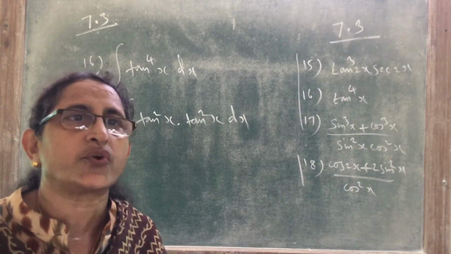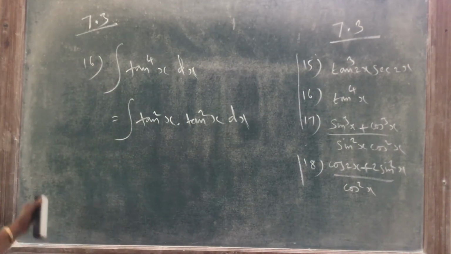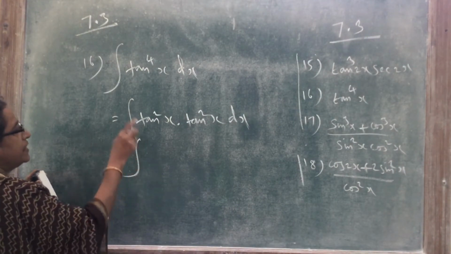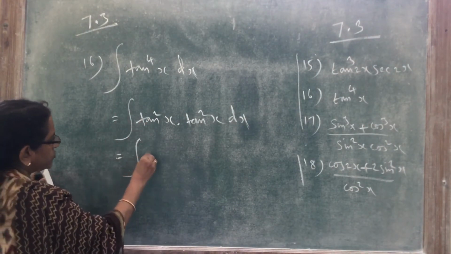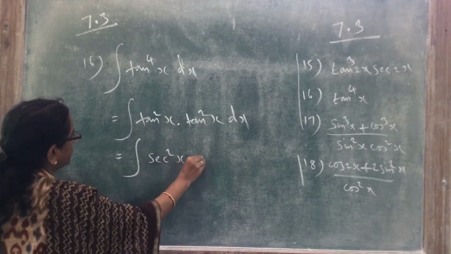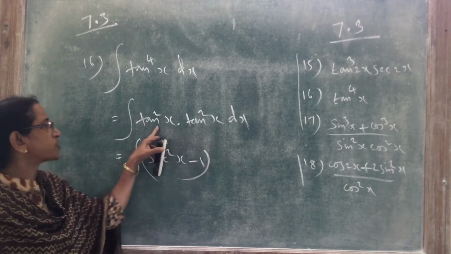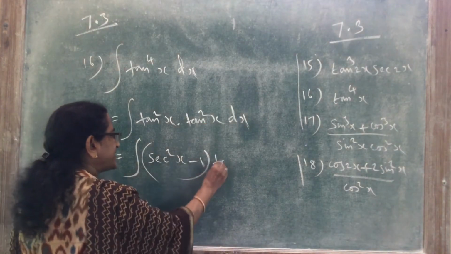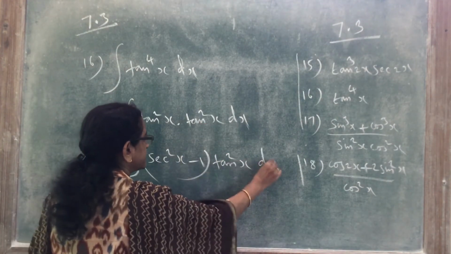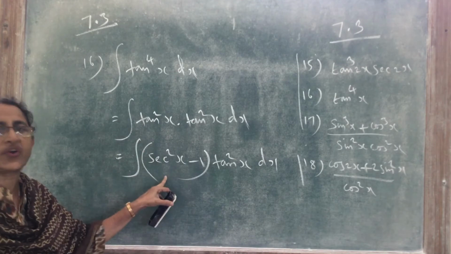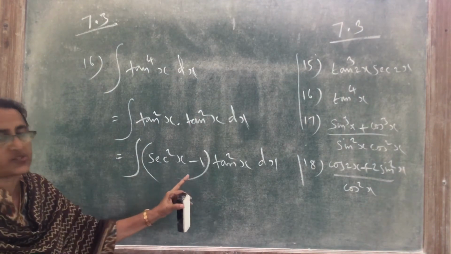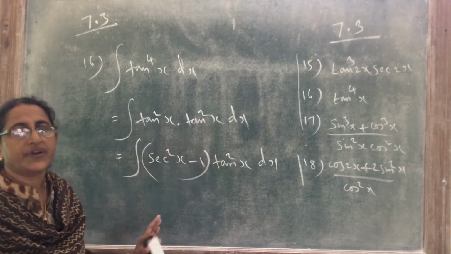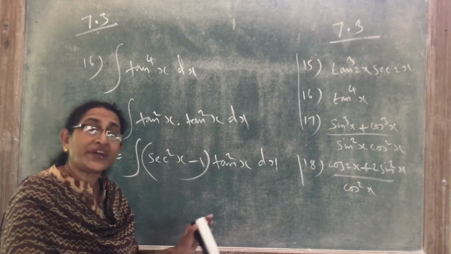And for one tan square x, we are going to substitute sec square x minus 1. So only for one tan square x, we substitute sec square x minus 1. The other tan square x stays as it is, dx. Now open the bracket and write as 2 integrals.